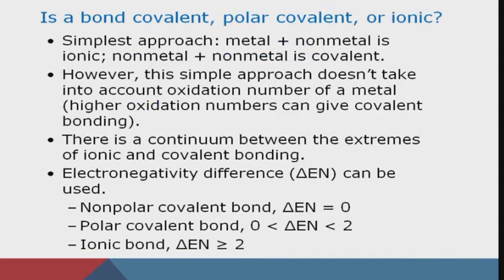Next one. Is a bond covalent, polar covalent, or ionic? Simple approach. Metal plus nonmetal is ionic. Nonmetal plus nonmetal is covalent.